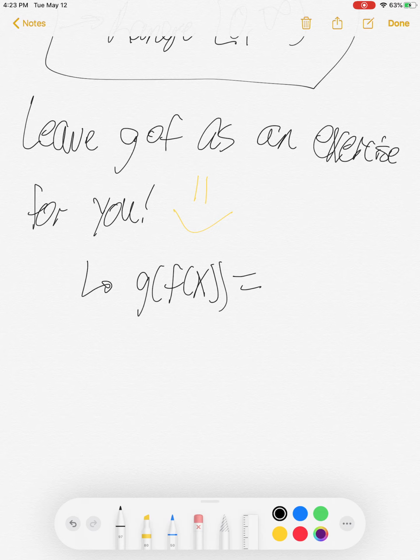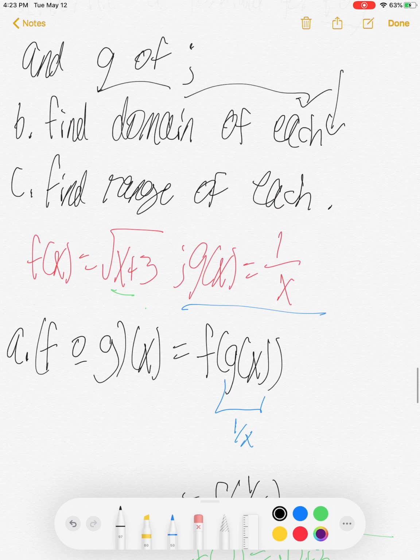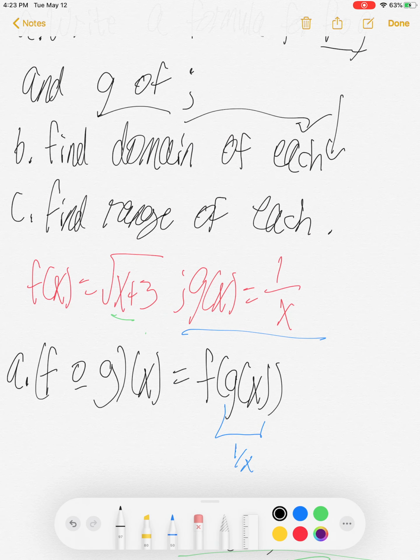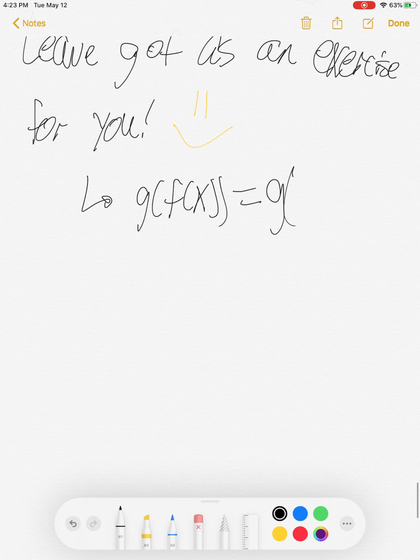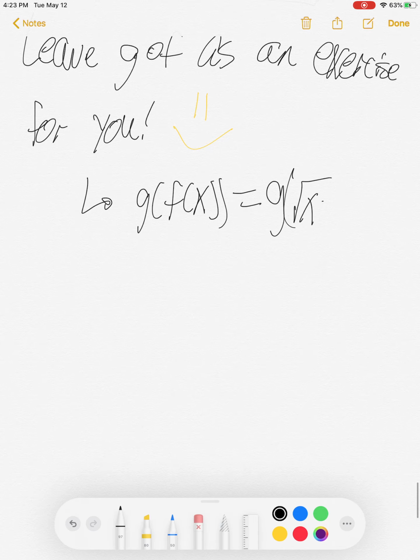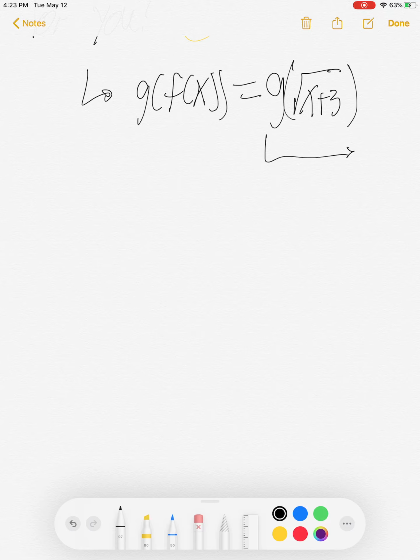I'll go ahead and get you started. f of x was root x plus 3, so this is g of root x plus 3. And then I will leave it to you to determine what this is. All right, so that wraps up our work here in problem 21. A little bit left for you.